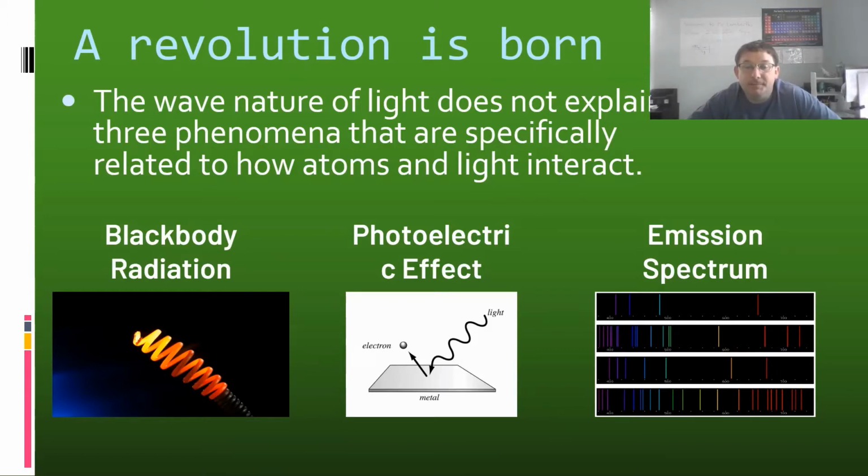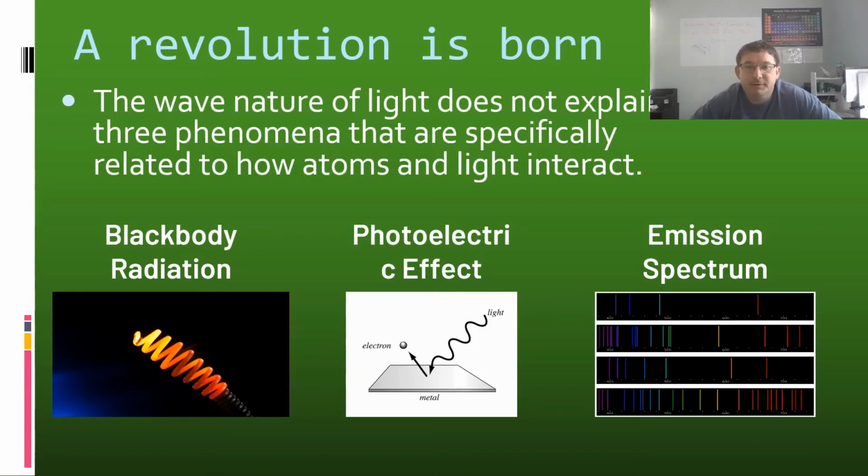So this is called blackbody radiation. It could not be explained by classical physics. Why is this thing giving off light when it's heated? What kind of implication does that have? The second thing that we're going to talk about is the photoelectric effect.